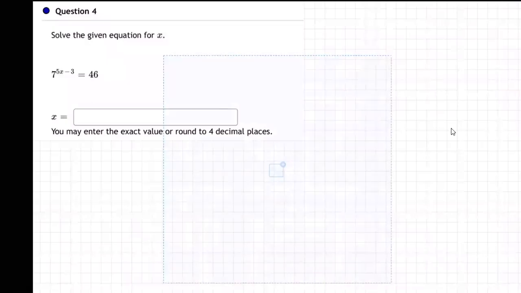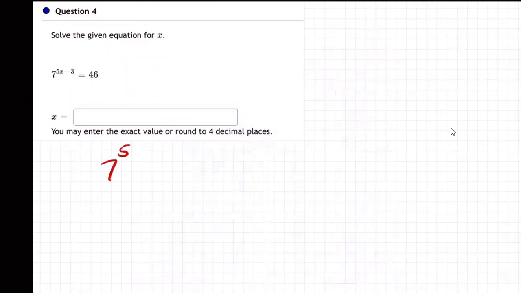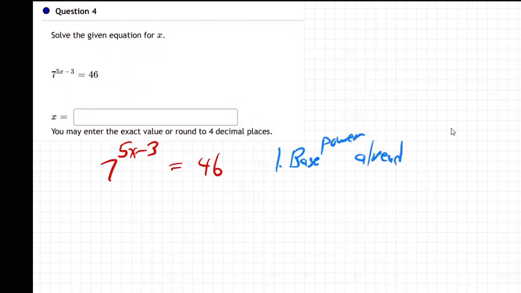Okay, so we want to solve 7 to the 5x minus 3 equals 46. So step 1 is already done. The base to the power is already alone. That's usually our first step.